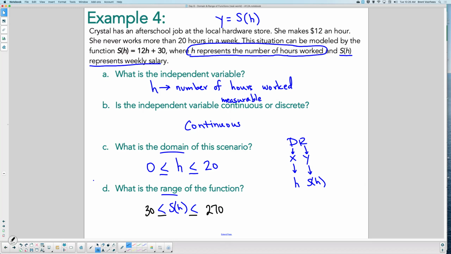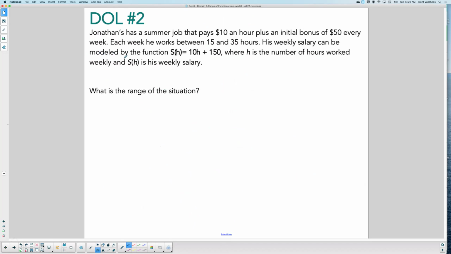Okay? We have another DOL. Go ahead and pause and try this DOL.